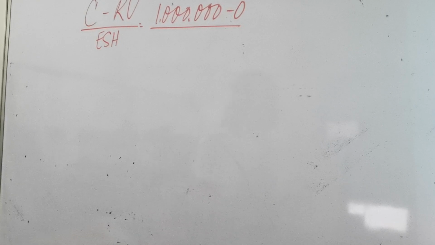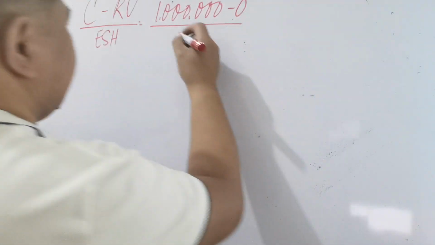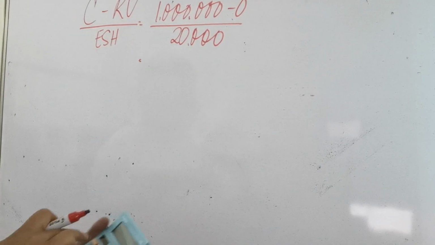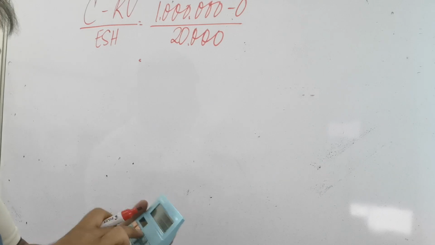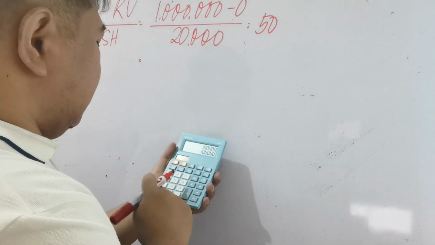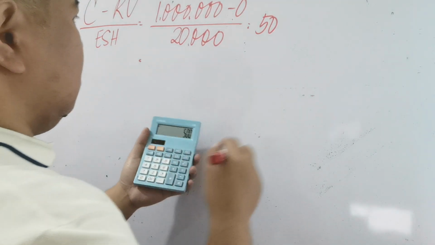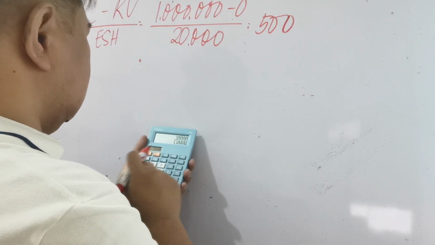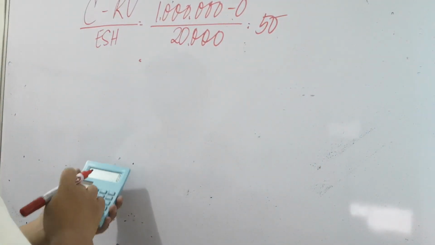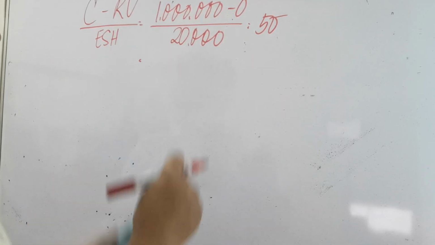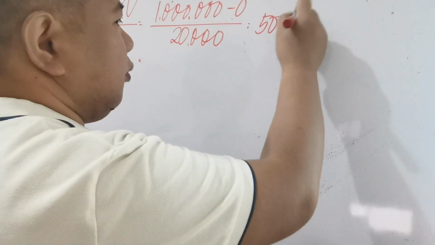Okay, total service hours is 20,000 hours. So divided by 20,000 hours. So therefore, how much would be our depreciation per service hour? Okay, so 1 million divided by 20,000 service hours. That's 50. Let's repeat, baka mag-iba na naman. Divided by 20,000. Okay, that's 50 pesos per hour. So we multiply this by the number of hours used.